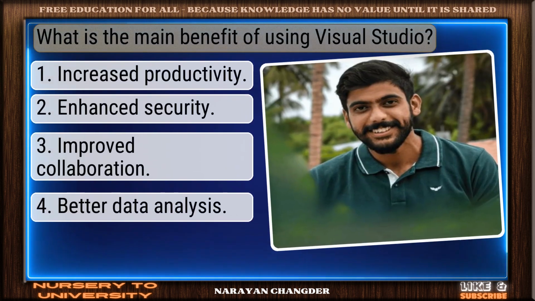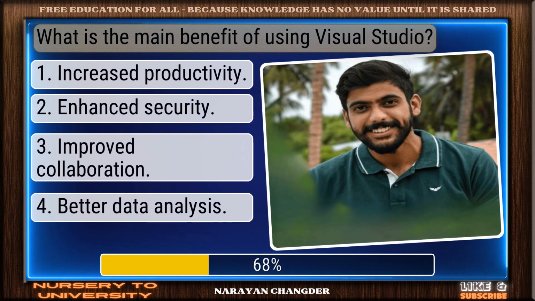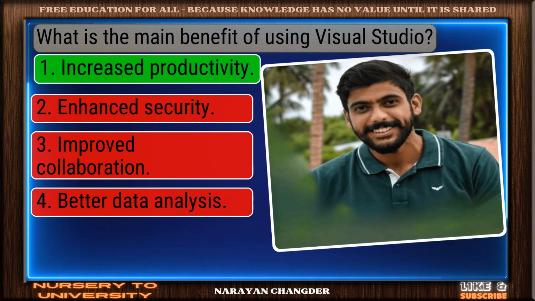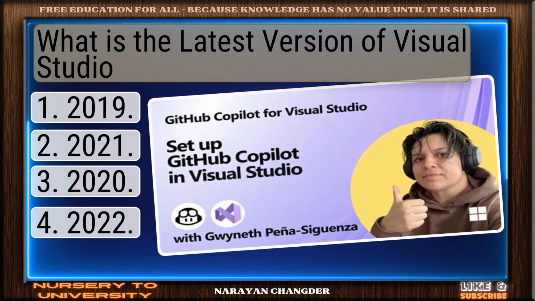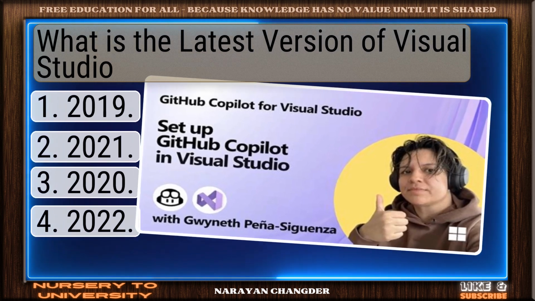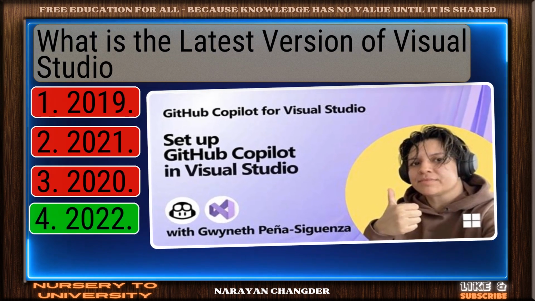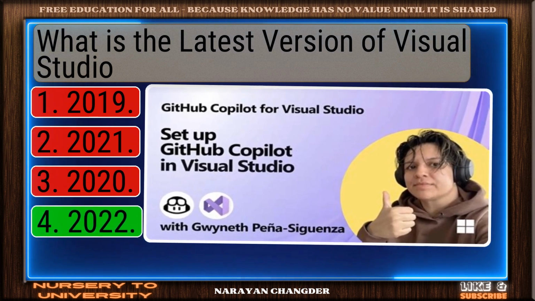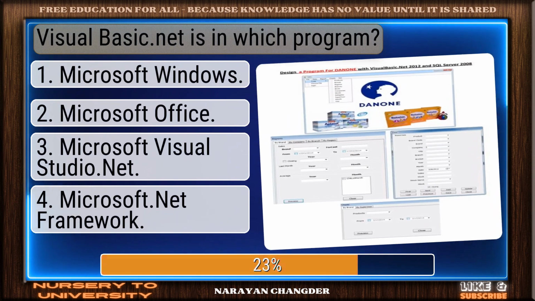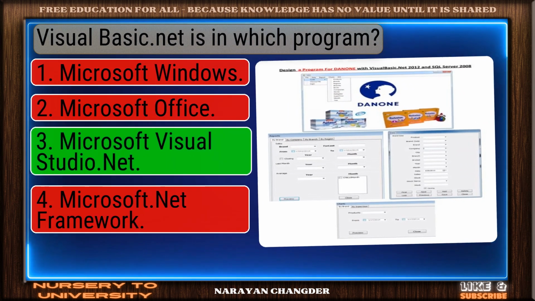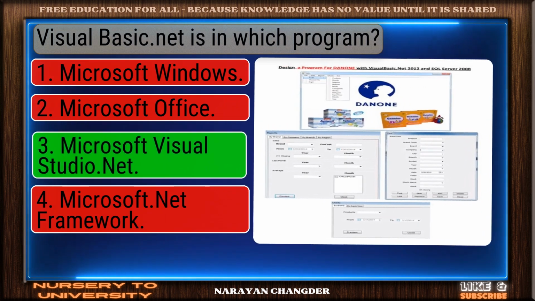Question number 27. What is the main benefit of using Visual Studio? Excellent. Increased productivity is a brilliant choice. Question number 28. What is the latest version of Visual Studio? Well done. 2022 is the right answer. Question number 29. Visual Basic.Net is in which program? Right choice. Microsoft Visual Studio.Net is the best answer.